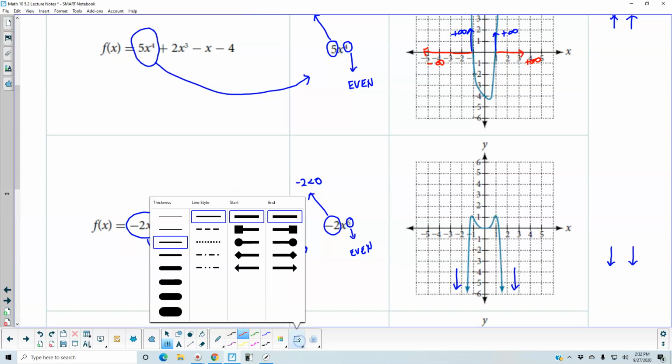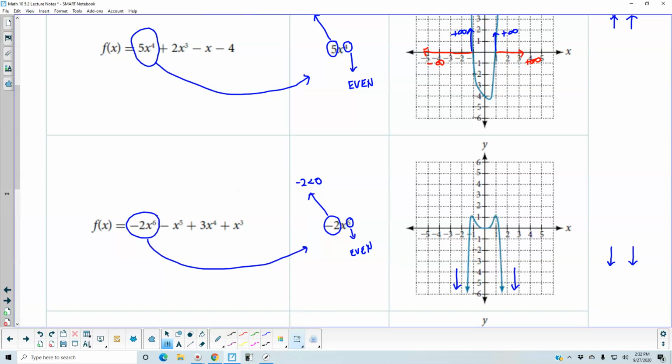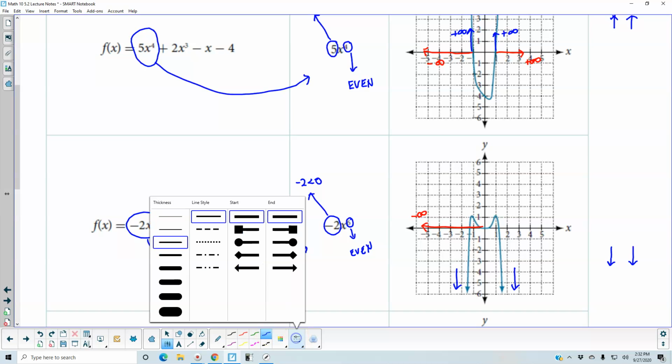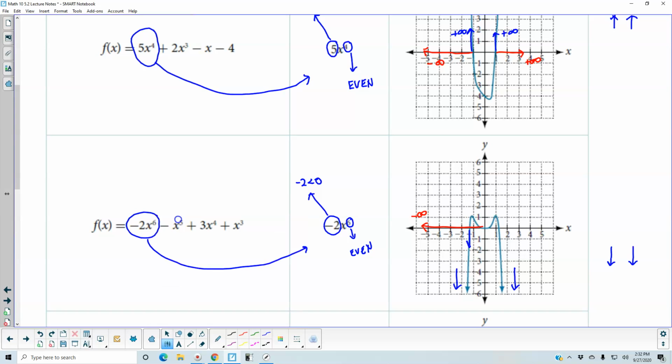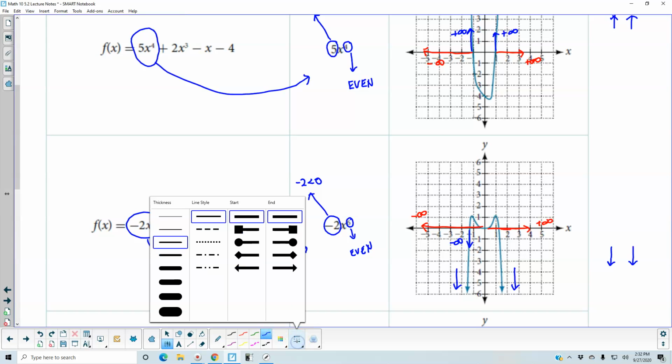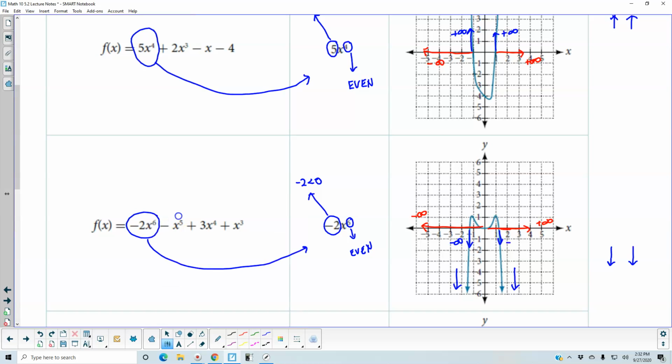And then again, remember that as x is approaching negative infinity, we can see that the function is approaching negative infinity. And as the x values are approaching positive infinity, then we can see that the function is approaching negative infinity. But again, here is how we write our end behavior. Falling on the left and falling on the right.